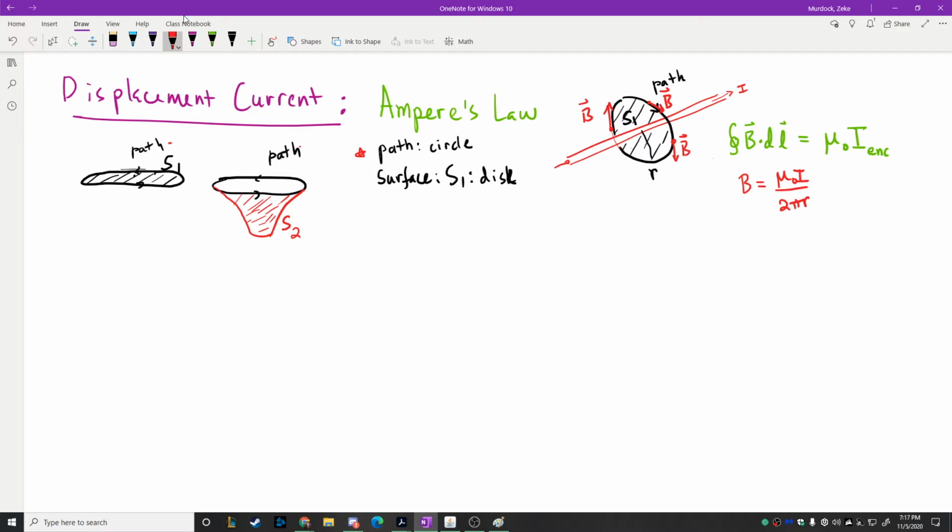You can imagine a surface that has a path like this, and then a surface that's completely different, but has the exact same path around its boundaries, right? Everyone understand that part? Anyone have any problems with visualizing that? So here's what Maxwell said then. Maxwell said, what if you apply this to a capacitor?